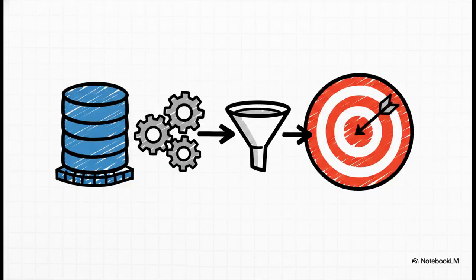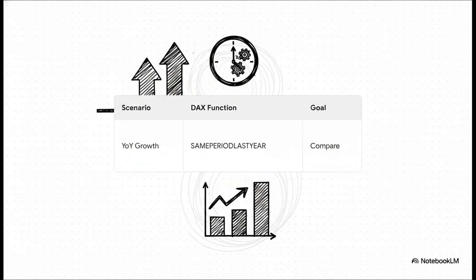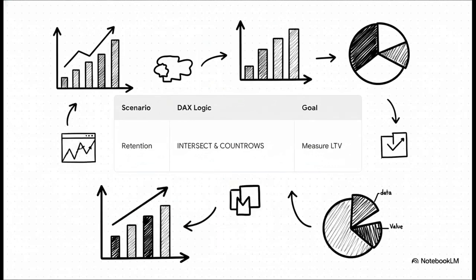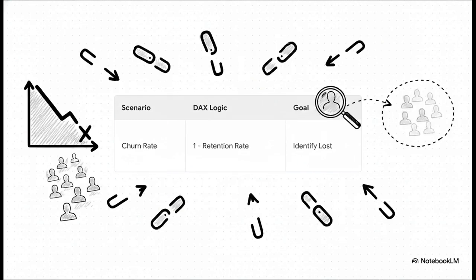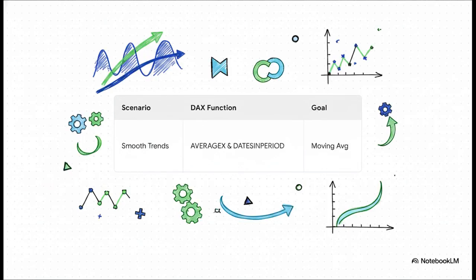Phase 3, creating output. We tie your robust model and DAX engine together for dynamic KPIs. Use time intelligence functions to instantly calculate year-over-year growth. Perfect for quick, immediate performance comparisons. Or you can build retention metrics to accurately visualize the lifetime value of different customer segments. On the flip side, effectively tracking churn rates reveals exactly how many customers you're actually losing. You can even evaluate moving averages using iterators. This instantly smooths out highly erratic sales trends.